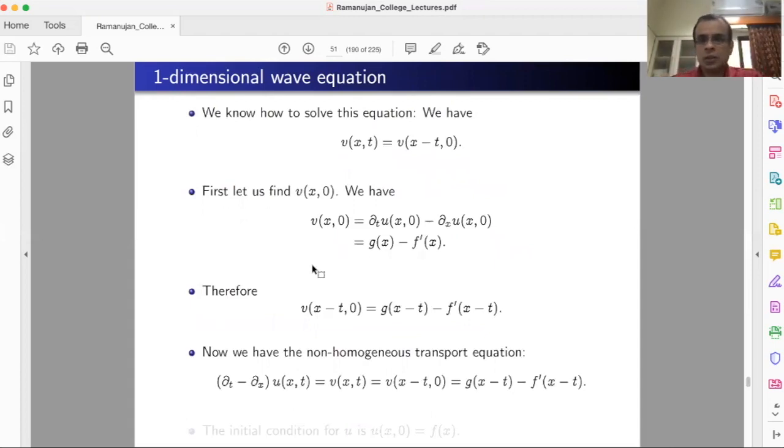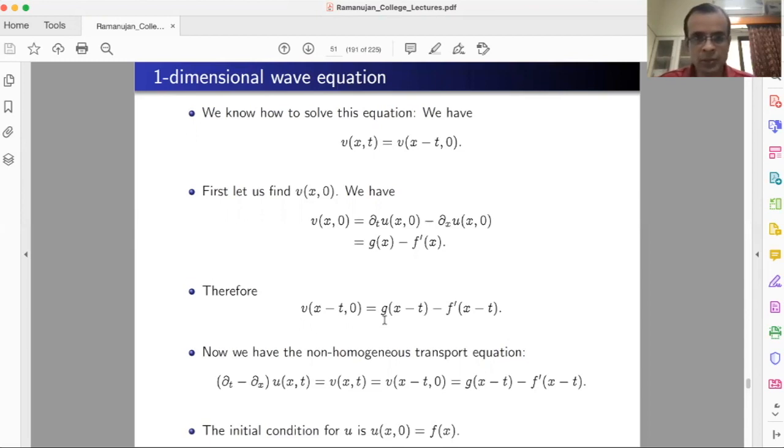Okay, but if we know how to solve for d_t plus d_x, then we can also solve for d_t minus d_x. Right. So let's consider the non-homogeneous transport equation, which is d_t u minus d_x u is equal to v of x,t. But we have found that v of x,t is actually v of x minus t comma 0, and we have also identified what v of x comma 0 is. So therefore, the equation that we have is d_t u minus d_x u is equal to g of x minus t minus f prime of x minus t, and the initial value of u at the initial time is equal to f of x.